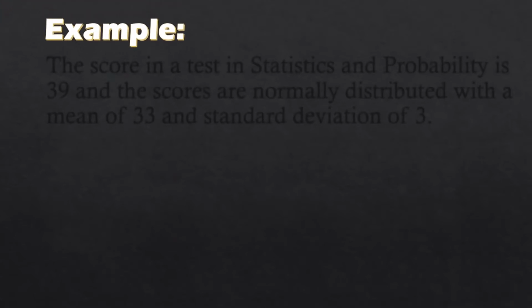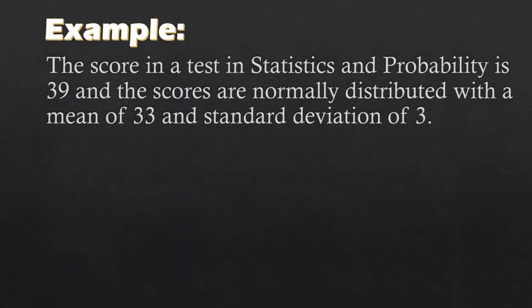Let's have this example problem. The score in a test in statistics and probability is 39, and the scores are normally distributed with a mean of 33 and a standard deviation of 3. So we have here a given score, which is X, the mean, which is mu, and the standard deviation. Now, let's try to illustrate it.